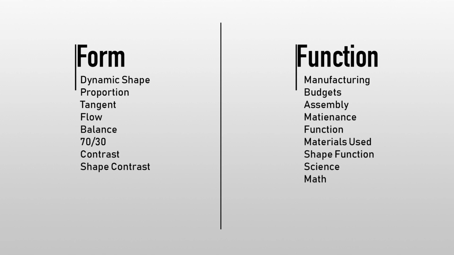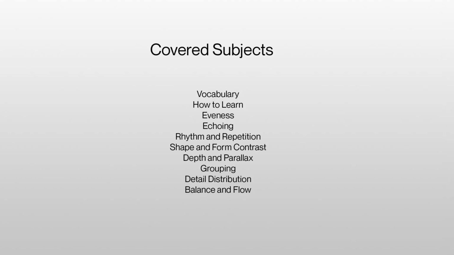While I believe strongly that form and function go together, I think it's important to break them down and understand them separately. We're going to go over the vocabulary, basic principles, and try and contextualize these abstract visual ideas. With these tools, we will learn to break down our images and attempt to diagnose issues in our projects and grow. We're going to be covering the following subjects: vocabulary, how to learn, evenness, echoing, rhythm and repetition, shape contrast, depth and overlap, grouping, detail distribution, and balance and flow.